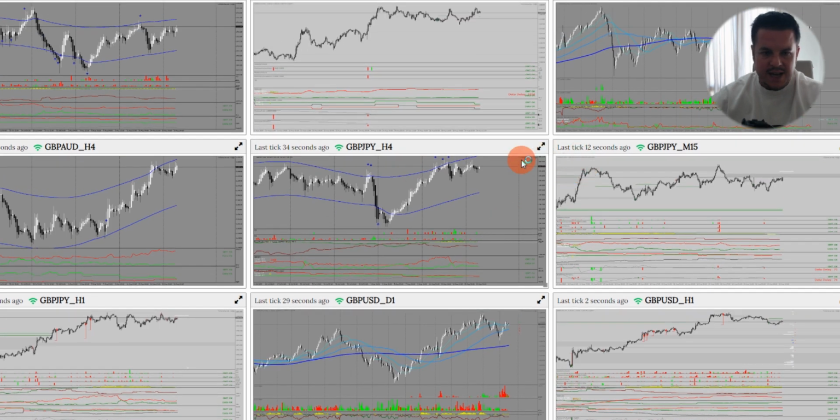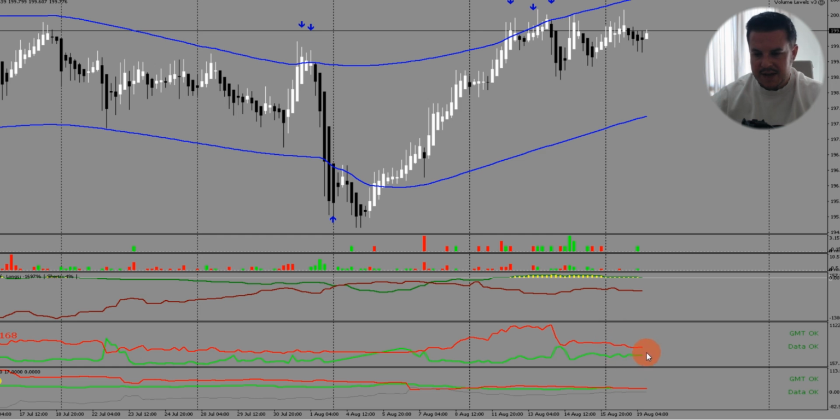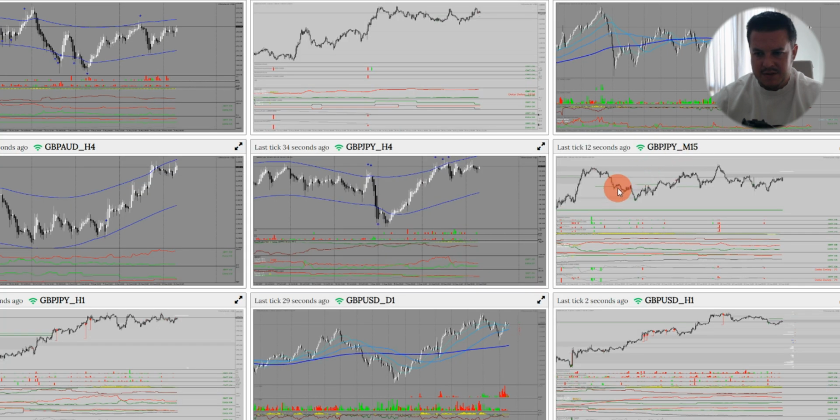Pound yen kind of looks bearish. We see that the shorties are leaving. It cleared the high with this pin, so if more longies come in, this can turn into a 4-hour reversal down. So that's something to look at.